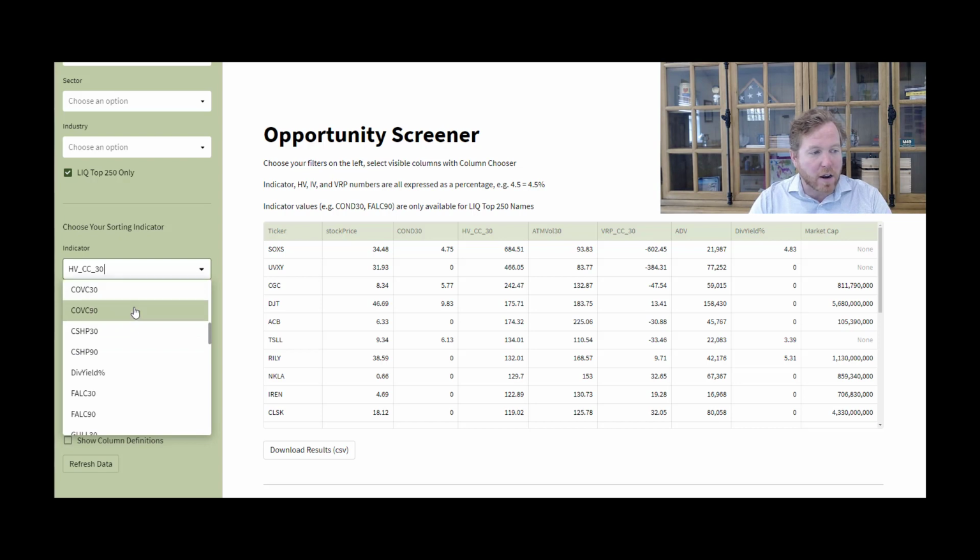But we can rank by covered call pricing. We can rank by cash put pricing. Again, Falcon, historical volatility, the Parkinson's measure. Actually, a new filter for here is the IV net of HV.